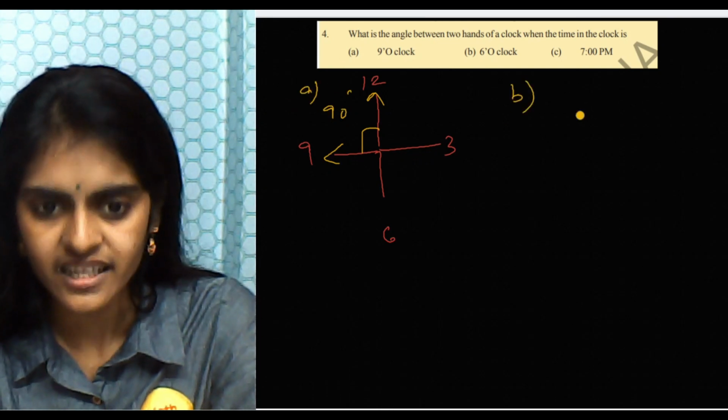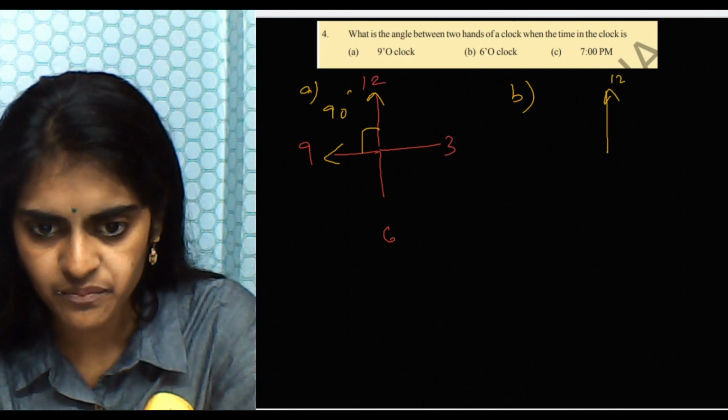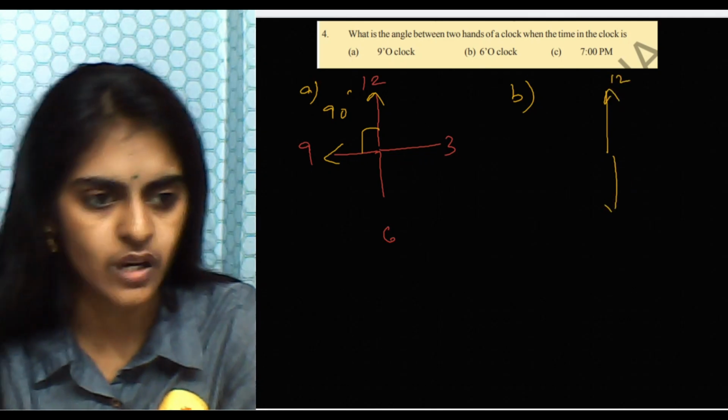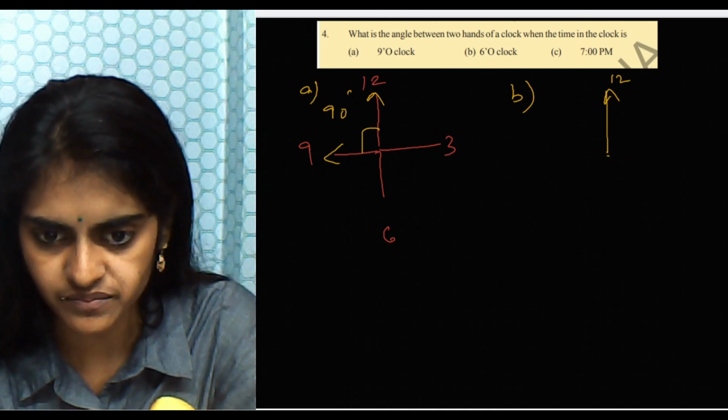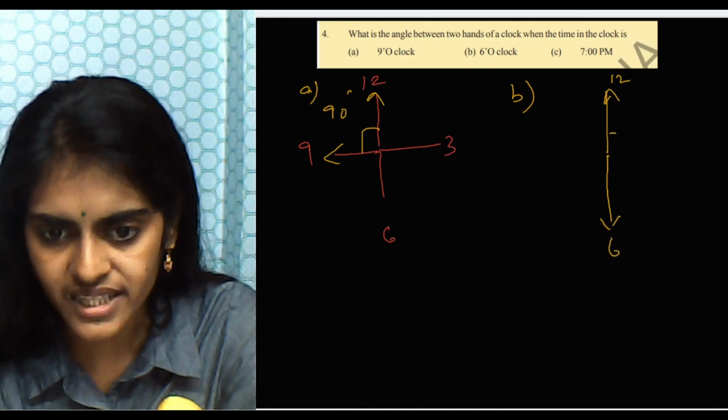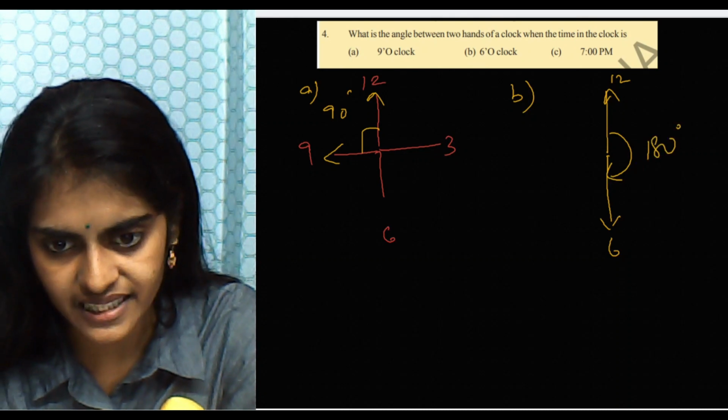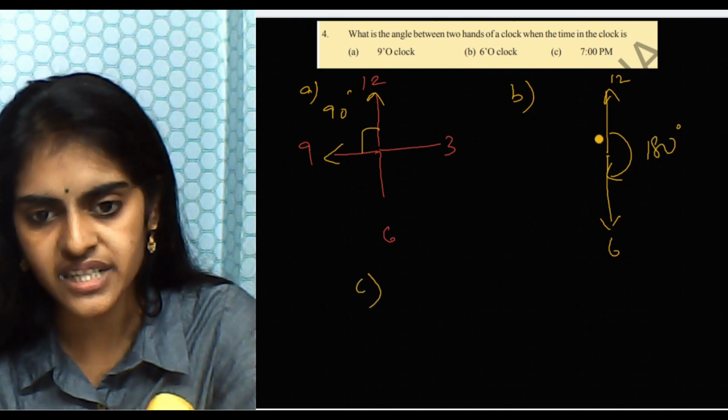Next question. For 6 o'clock, this is 12, this is 6. So what is this angle? It is 180 degrees.